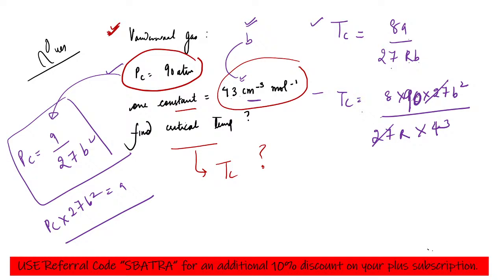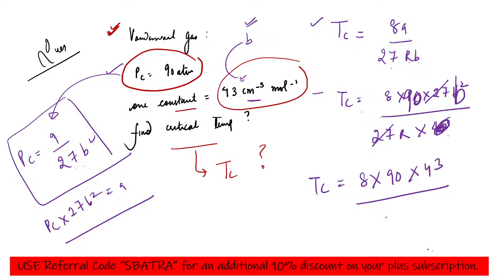I hope you got this idea. So this is your 27B square, this is 8A by 27 RB. This is 27 R and we have substituted the value of B. This is also B, this is also B, we can actually cancel out one B, so there is no need to substitute this over here. So the final expression is TC is nothing but 8 into 90 into B, that is 43, divided by R.